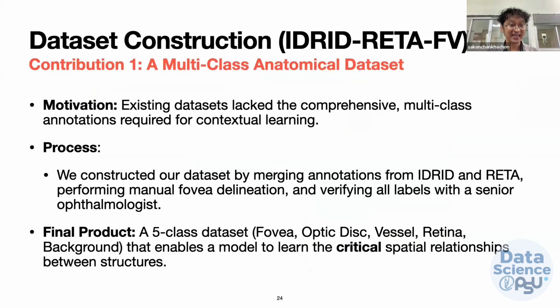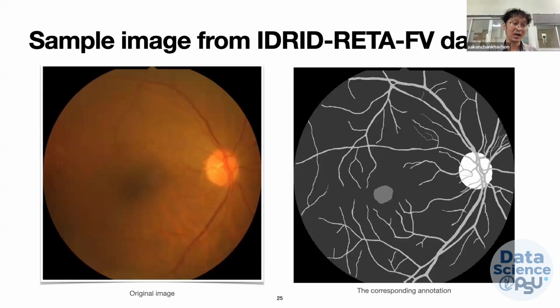Our first contribution is the IDRiD-RITA fovea dataset. We created this dataset because existing datasets lack the comprehensive multi-class annotations needed for contextual learning. We merged annotations from the IDRiD and RITA datasets, manually annotated the fovea, and had all labels verified by a senior ophthalmologist. The final product is a 5-class dataset that enables a model to learn the critical spatial relationships between retinal structures. Here is a sample image from our proposed dataset, showing the original fundus image and the corresponding multi-class annotation.